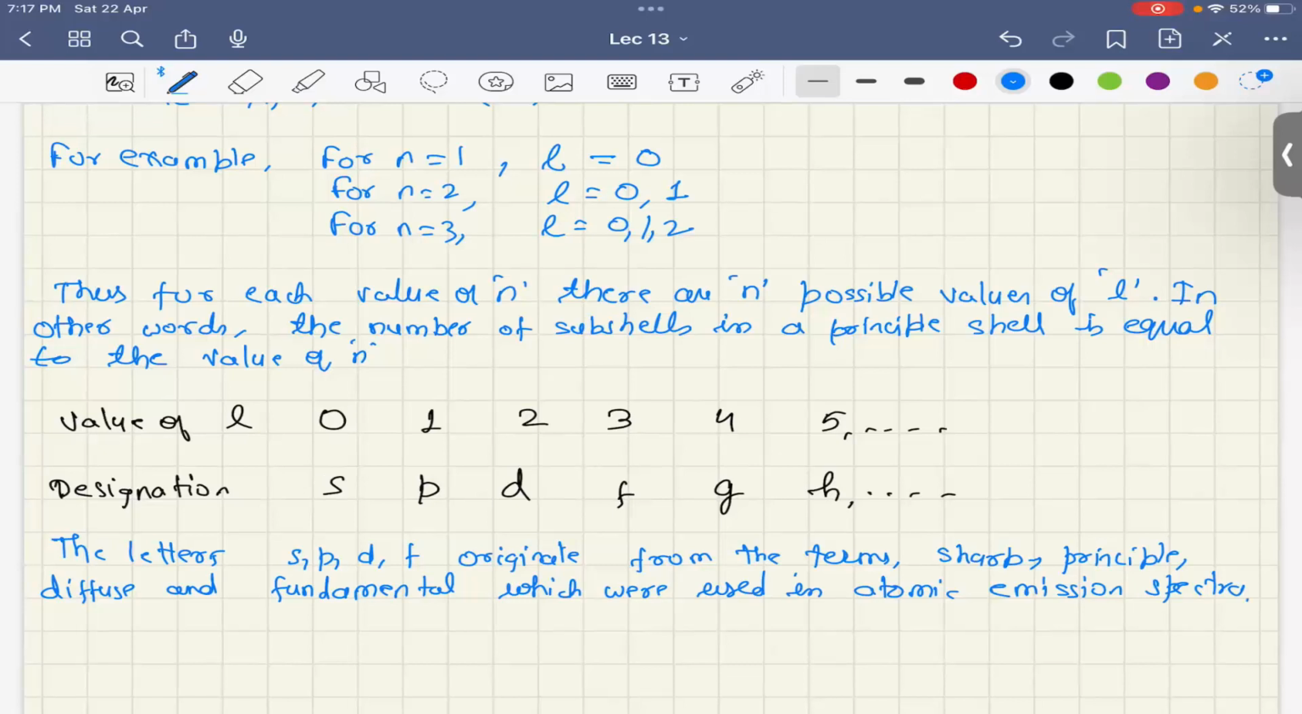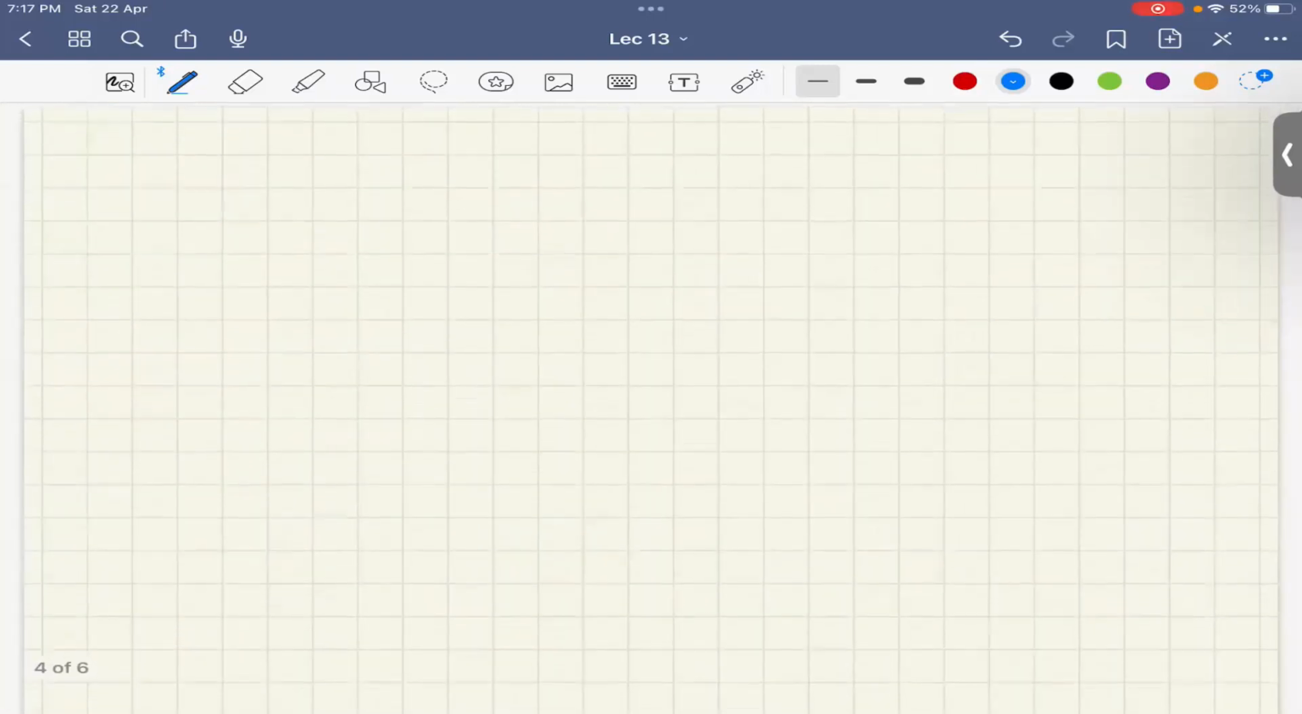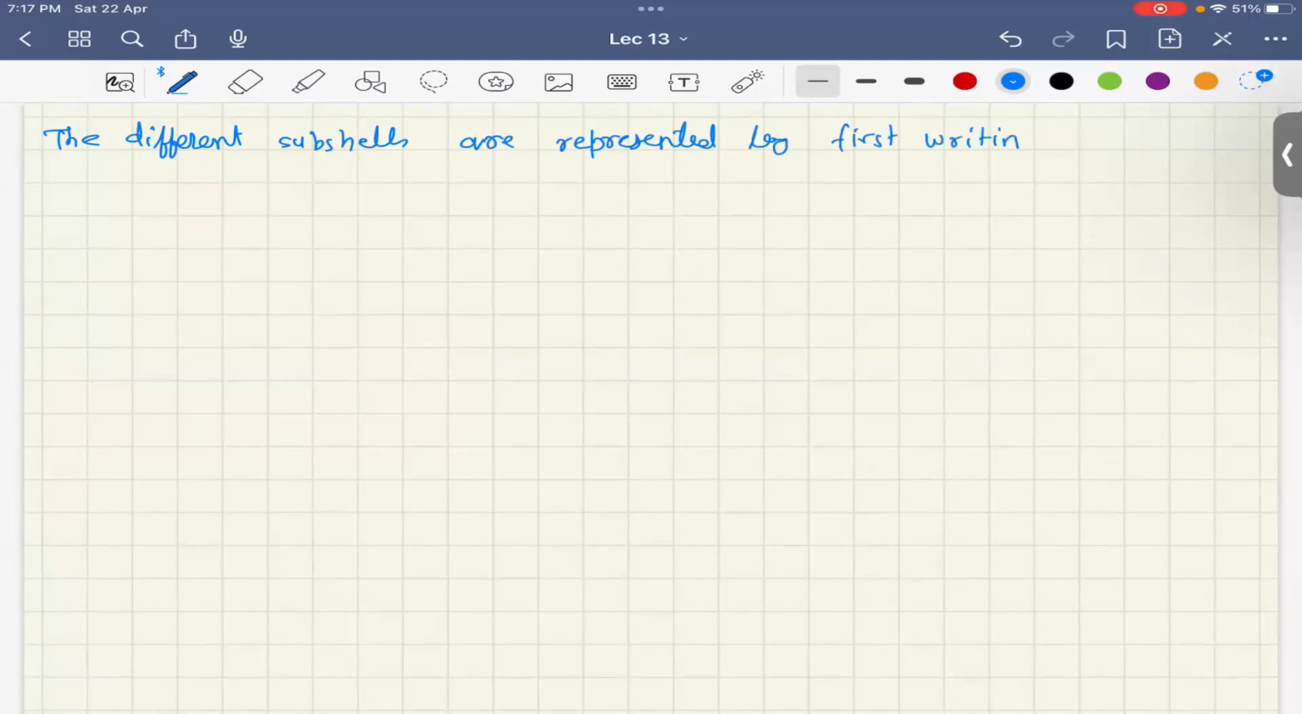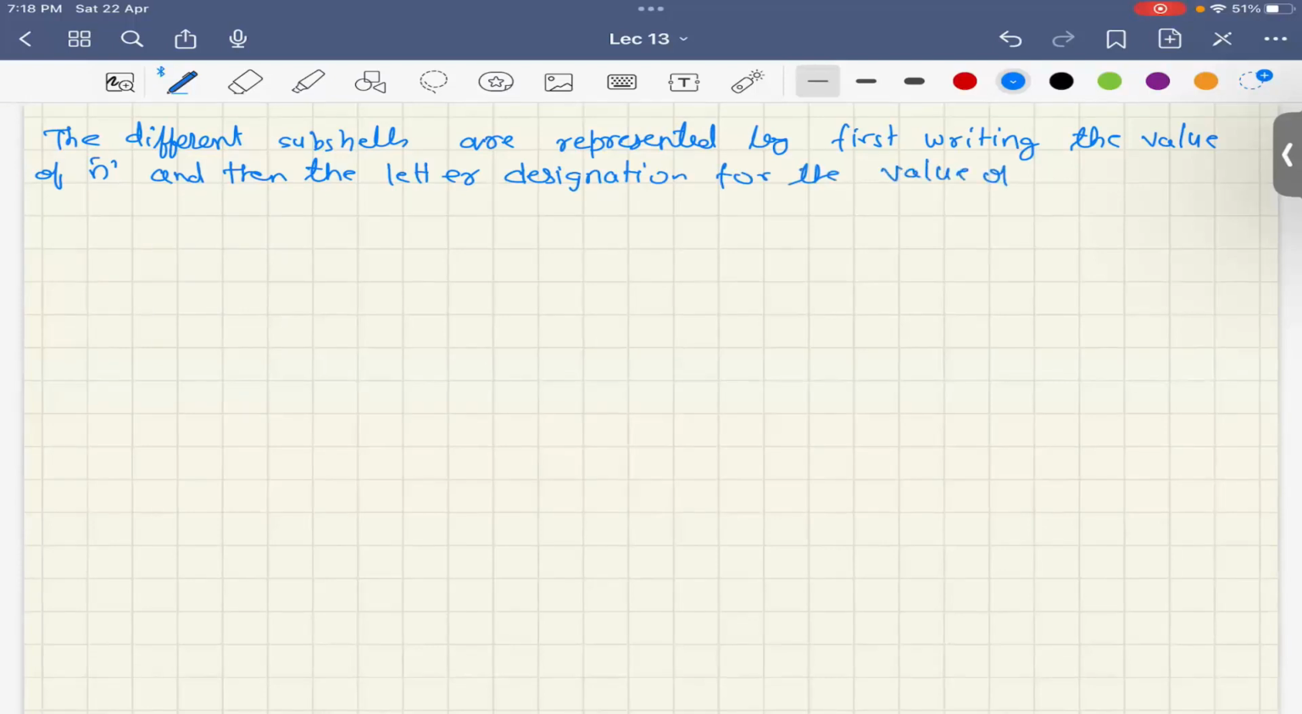The different subshells or sublevels are represented by first writing the value of n, and then the letter designation for the value of L, which is nothing but s, p, d, f, like this, right? Let us write that down.